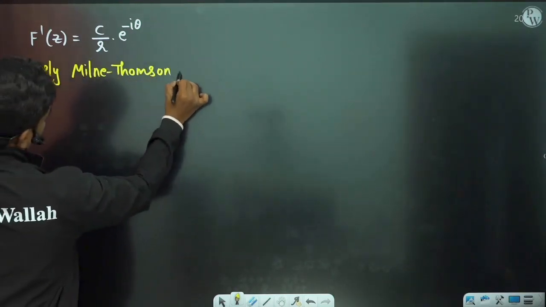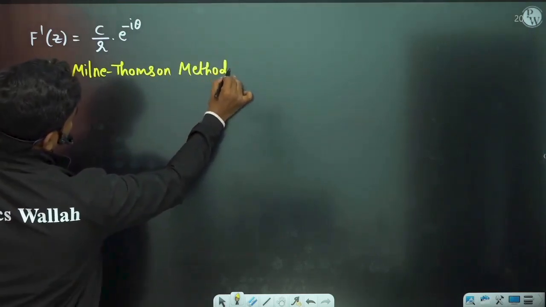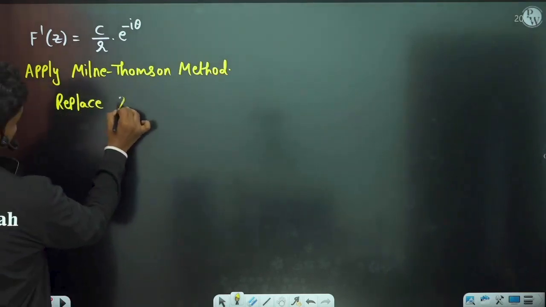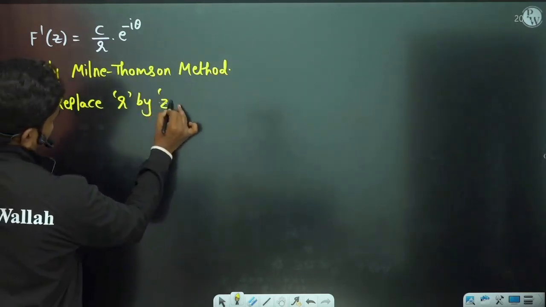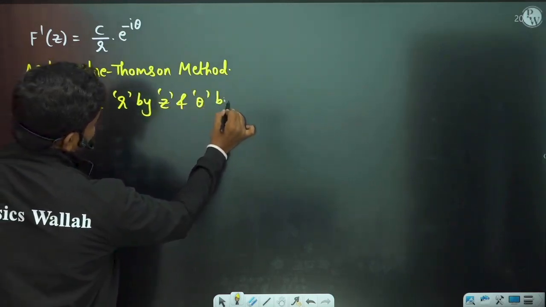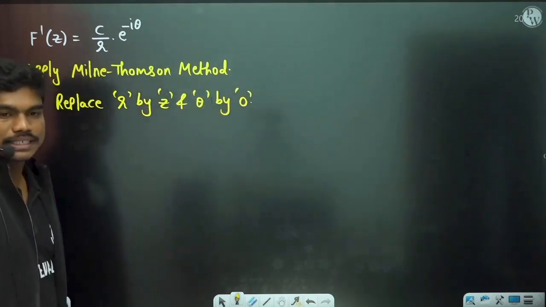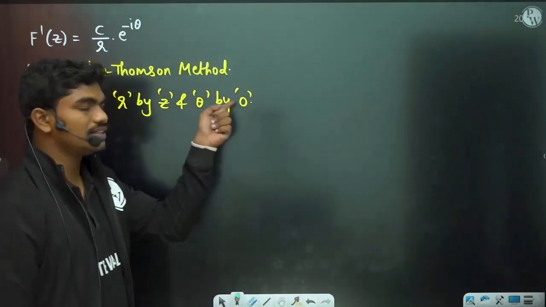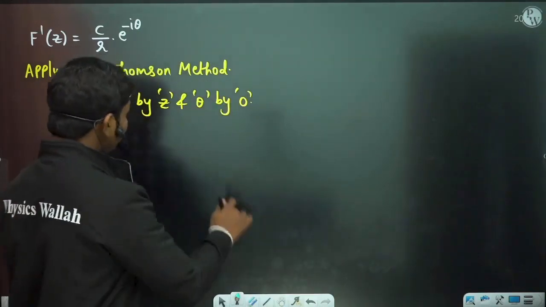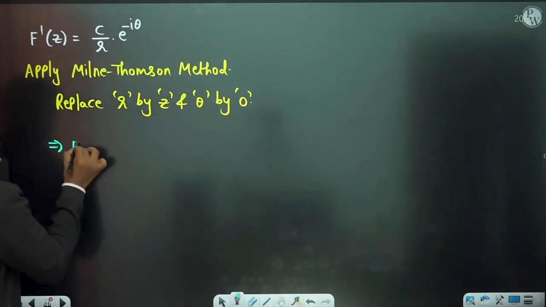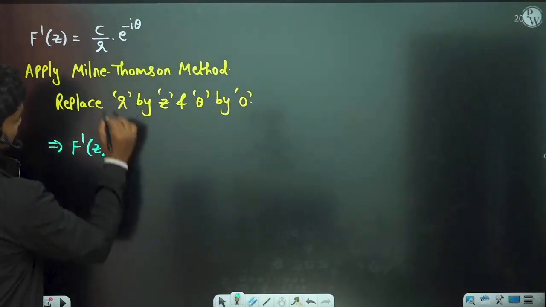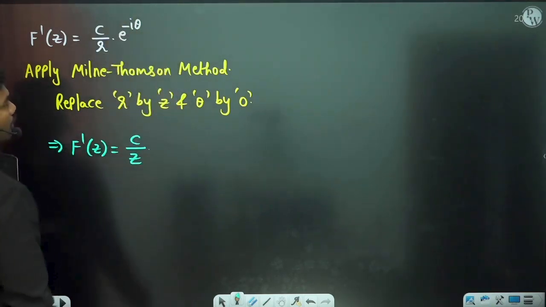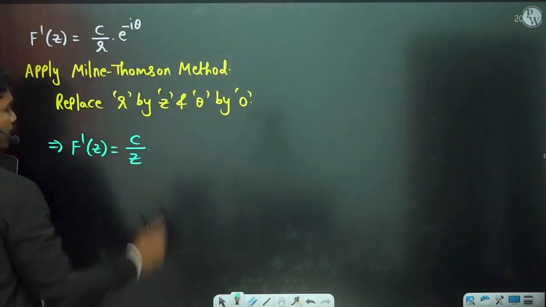If you apply the Milne-Thomson method that you see in complex calculus, then replace r by z and theta by 0. Correct? So the first variable you replace by z and the second you replace with 0. Like normally in case of Cartesians, you replace x with z and y with 0. Here r with z and theta with 0. So when you do this, this implies f dash of z is equal to c by z into, when you put theta equal to 0, this value is 1, correct? Because when you put theta 0, e power 0 is 1. Okay, so this is what you have.